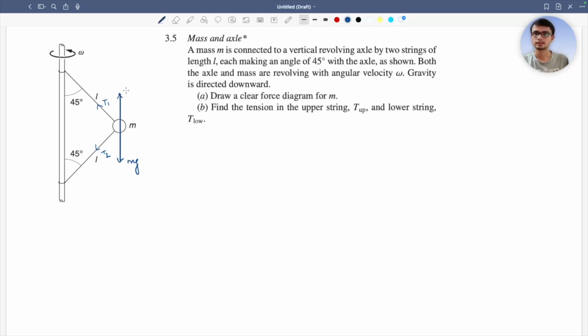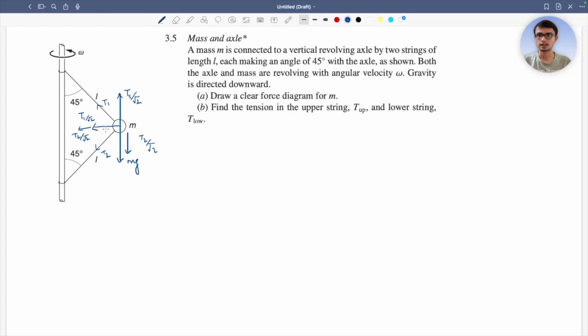So there is T1, and since this is a cos, it doesn't matter, it's T1 upon root 2. And the perpendicular component right out here is T1 upon root 2, and similarly here we will have T2 upon root 2, and down there again we will have T2 upon root 2.